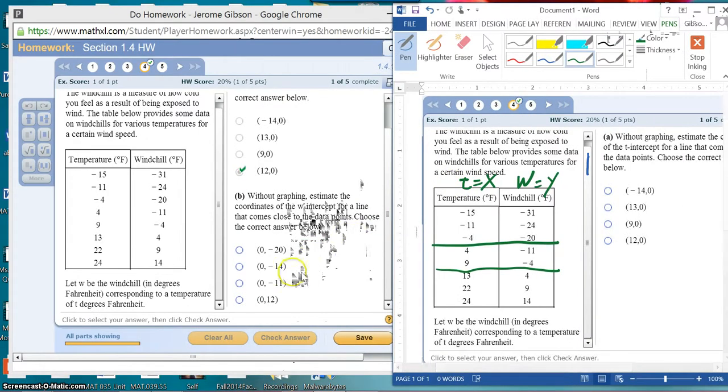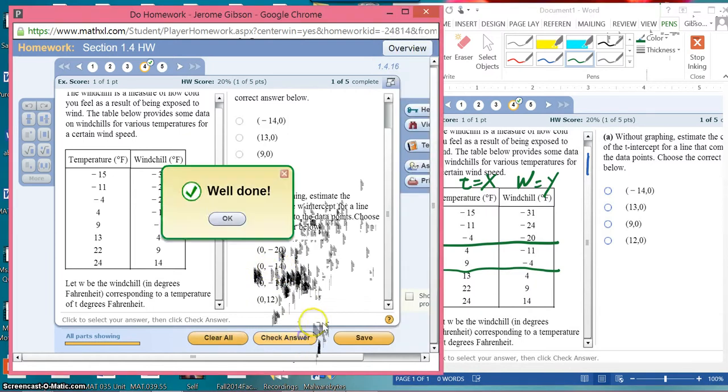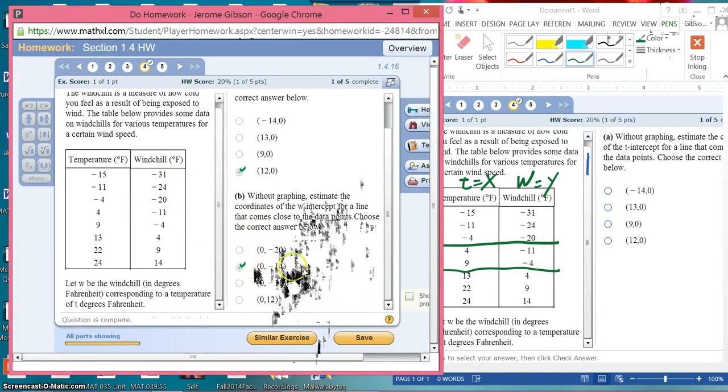So now we come back here. Now, we're looking between -4 and +4. That's for our 0, which we have here. But then our y value is between -20 and -11. The only one that falls in between -20 and -11 is this -14. So our answer here would be 0, -14. We check our answer, and we're done. And this is the basis of that problem.